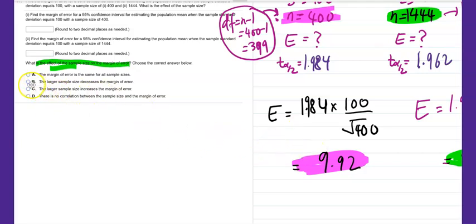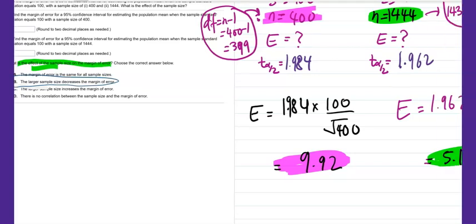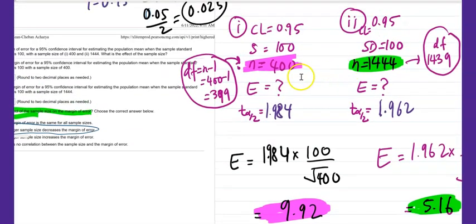So the larger sample size decreases the margin of error. That's the answer. Okay, that's how you see that. See, the larger sample size decreases the margin of error.